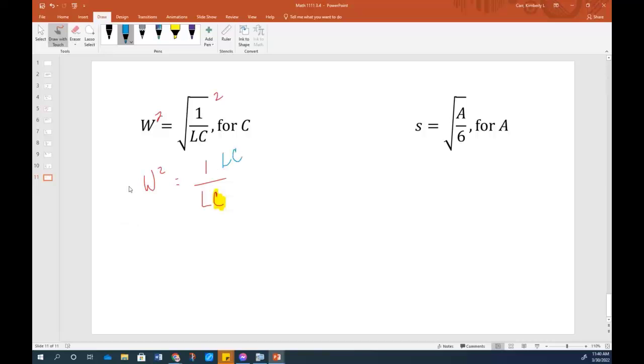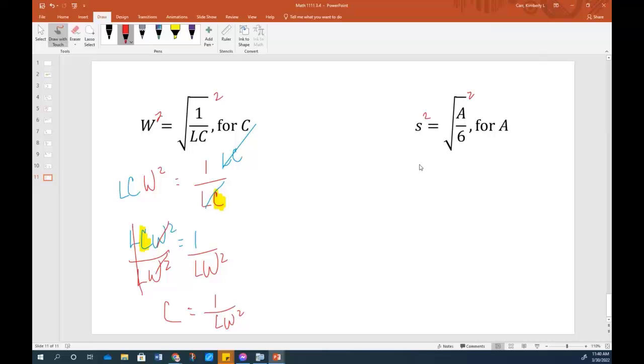So I'm going to multiply by LC on both sides, and it cancels. So now I have LCW squared equals 1. Well, I'm trying to get C by itself because it said solve for C. So since I'm solving for C, then I want to divide off this L and W squared. So now I have C, because the L's cancel and the W squares cancel over here, so I have C equals 1 over LW squared.